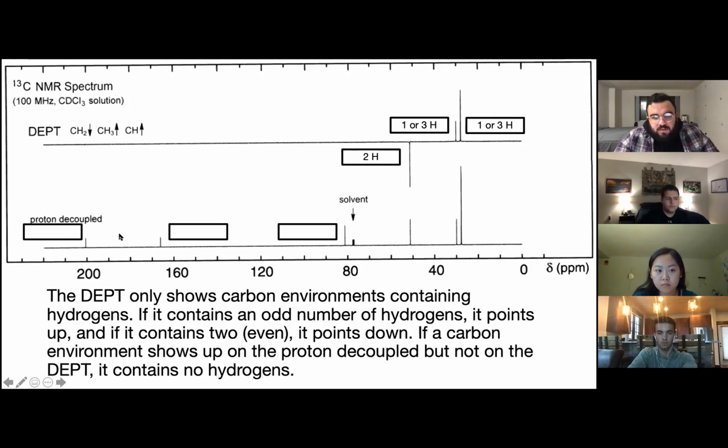Now, looking at these 3 over here, these 3 all do not show up in your DEPT. So because of that, you'll have 0, 0, and 0. Cool. Useful information for us, but again, proton NMR is more useful. But honestly, I would not ignore carbon NMRs for various reasons, and we'll see that when we get to our examples.